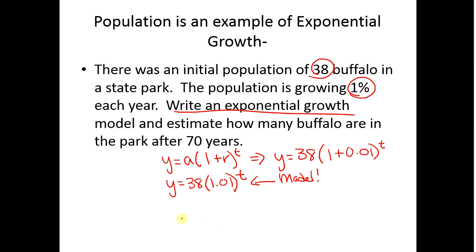Now I can plug in that 70 years for my t to figure out how many buffalo I'm going to have. That is equal to 76 buffalo. Notice how I didn't round, because I get like 0.5 or something. You can't have 0.5 of a buffalo. So I just truncated the decimal, just cut it off, so that way you just know you have 76 buffalo at least.